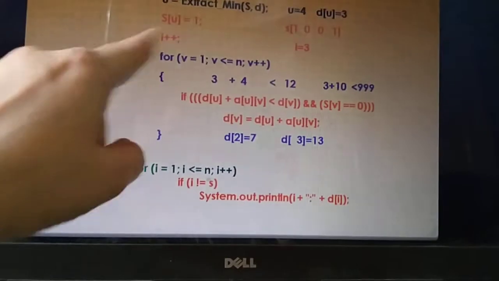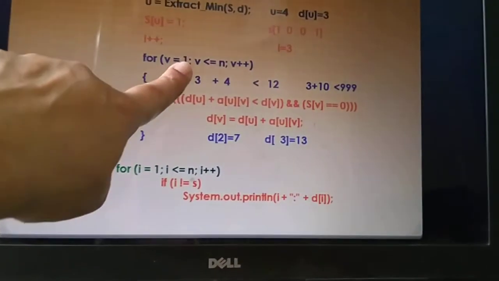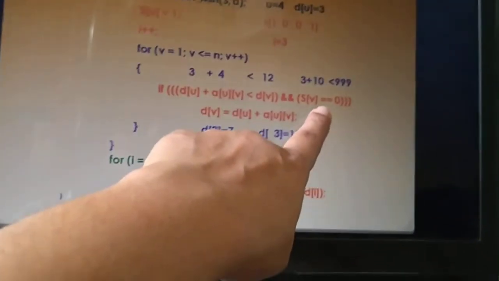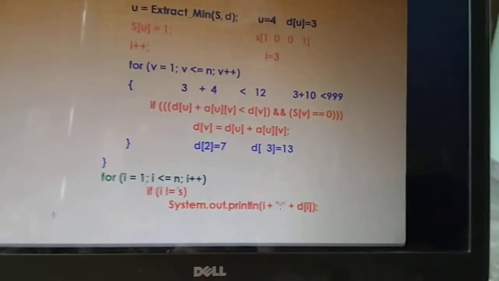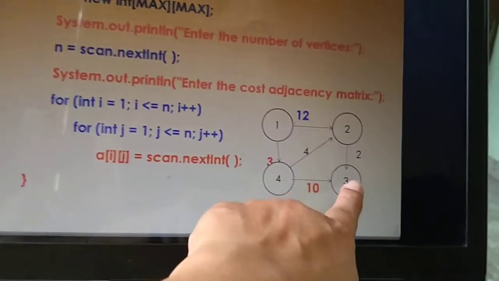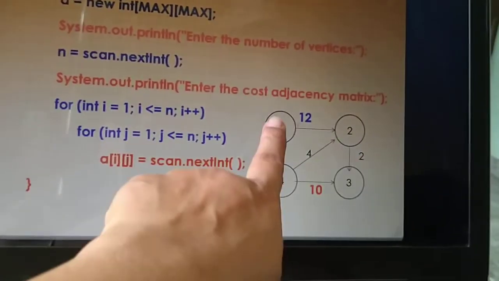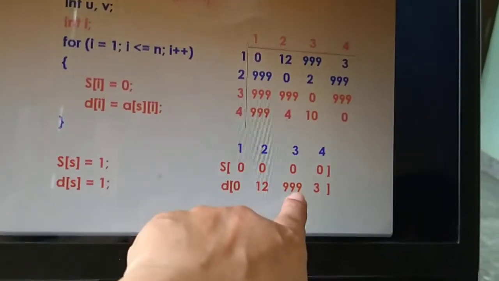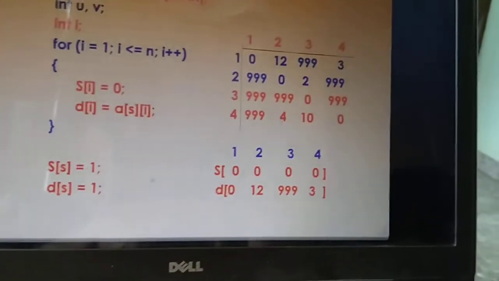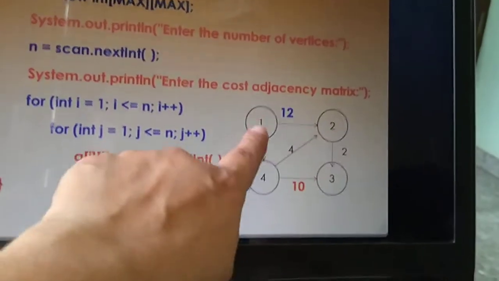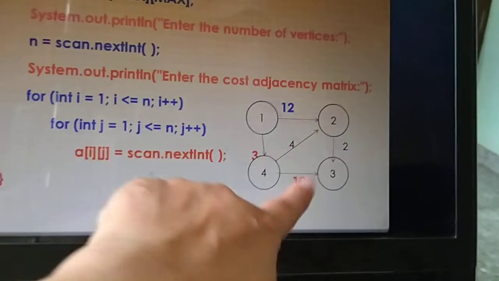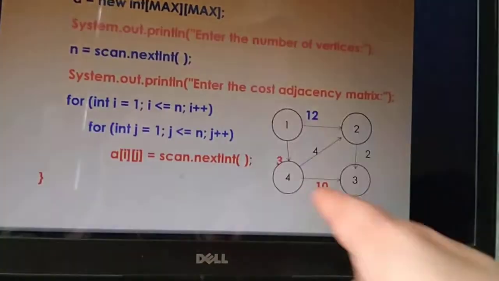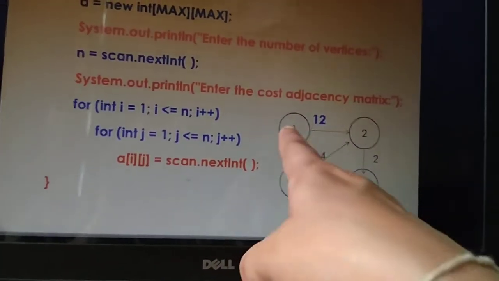Okay, that is over. Now I'll go to V equal to 3. When V is equal to 3, is it an unvisited vertex? Yes, it is an unvisited vertex. Now we will consider this 3. What is the previous distance from 1 to 3? It was infinity. Then through 4, if I go, it is 3 plus 10, 13. Previous distance was infinity.